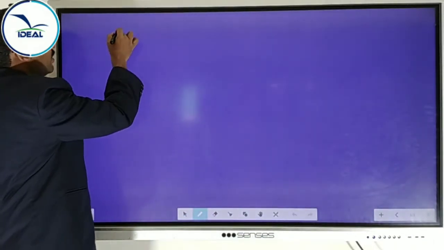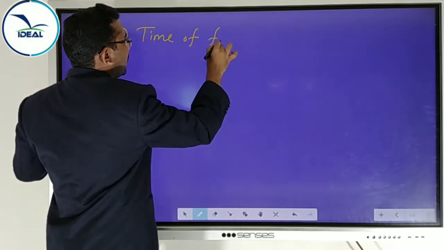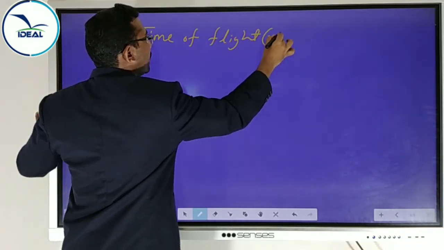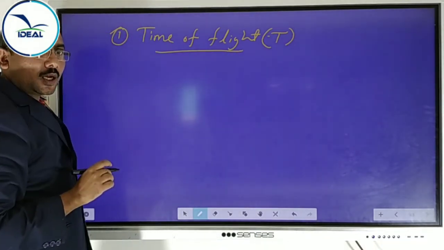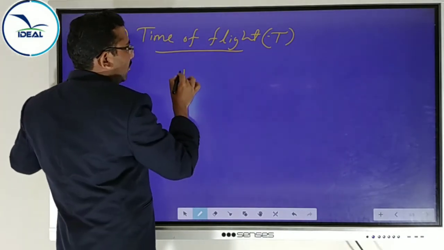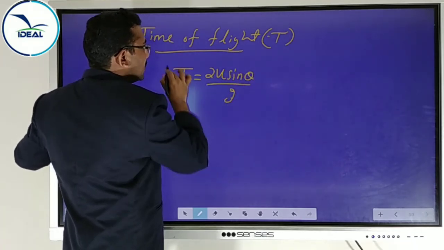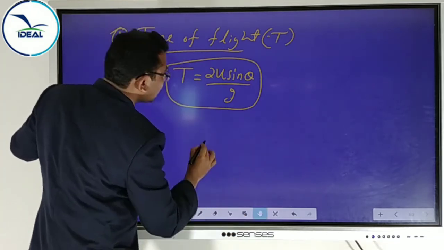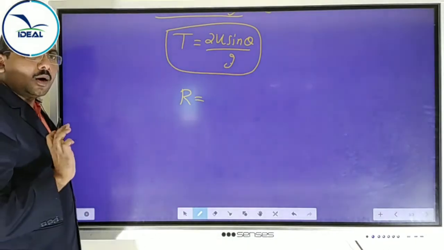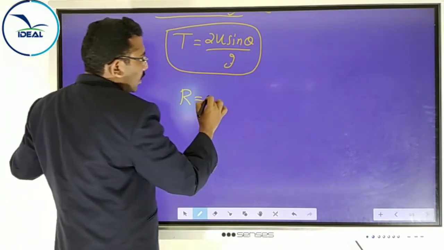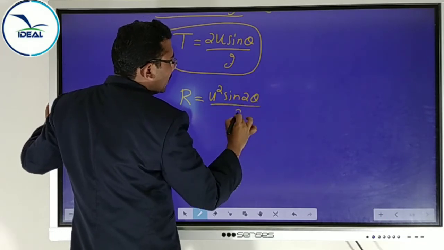We studied three important derivations. First derivation, time of flight. What is time of flight? Time of flight is the time taken by the projectile to complete its flight. We got t is equal to 2u sin theta by g. Second one, horizontal range. What is horizontal range? The horizontal displacement of the projectile. R is equal to u square sin 2 theta by g.